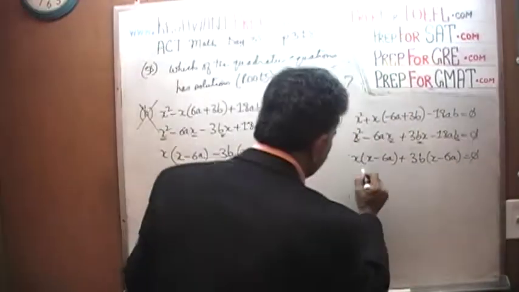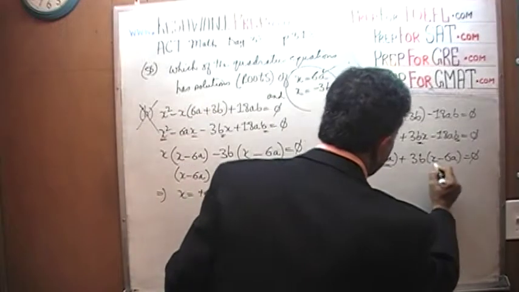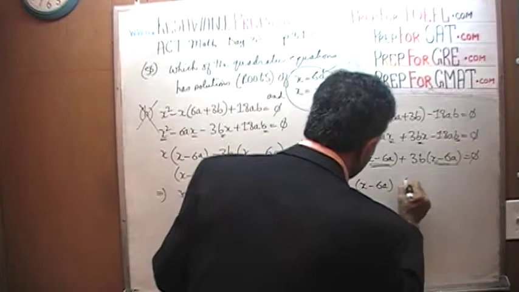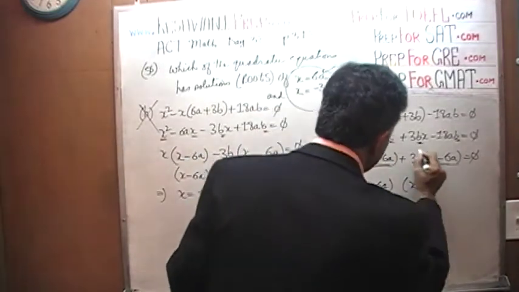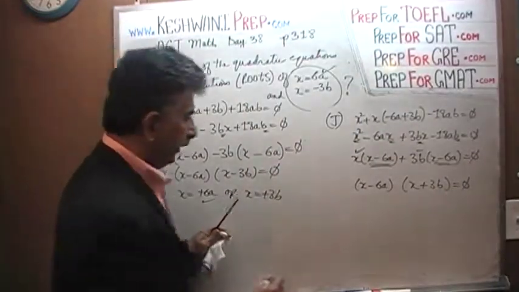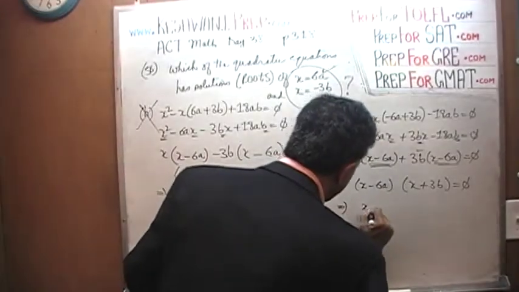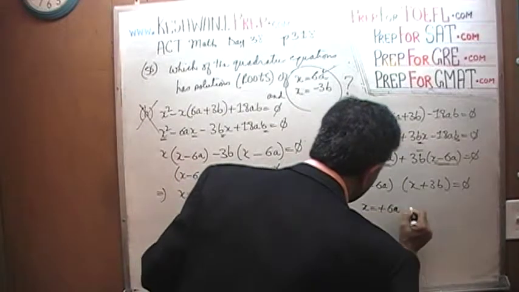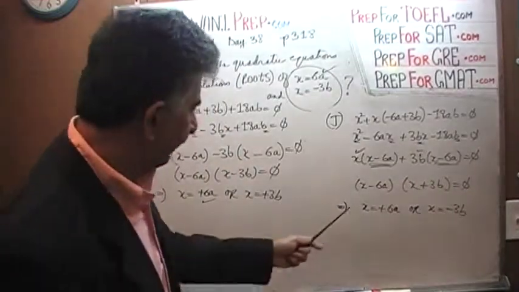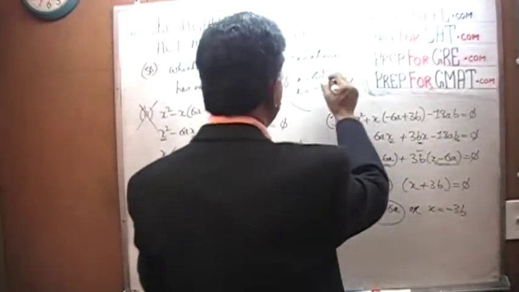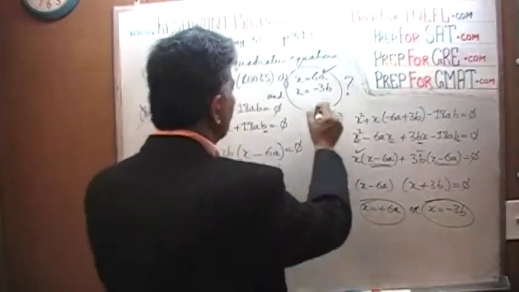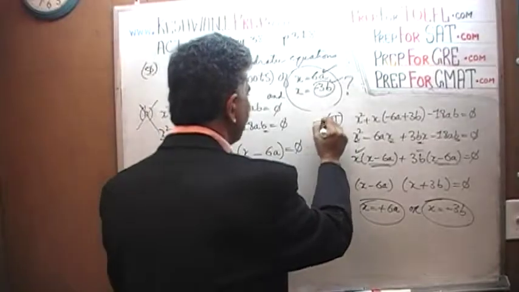Again, from here we have x minus 6a, here we have x minus 6a. Let's take it out common. X minus 6a. That leaves us with x over here, and a 3b from here is equal to 0. That implies that x is equal to positive 6a or x is equal to negative 3b. So x is equal to positive 6a, that works. And x is equal to negative 3b, oh, that also works. Very good. The answer is J.